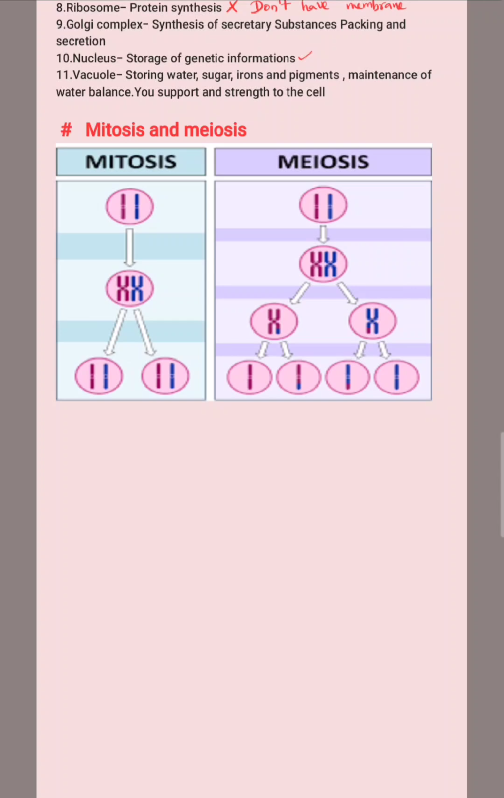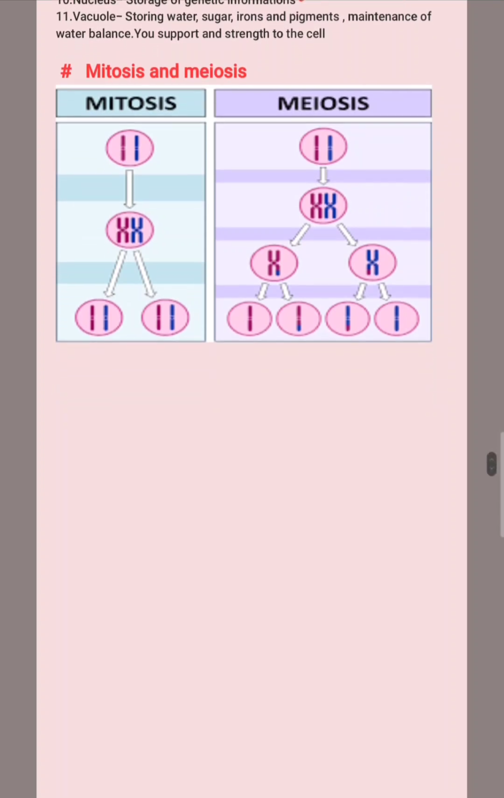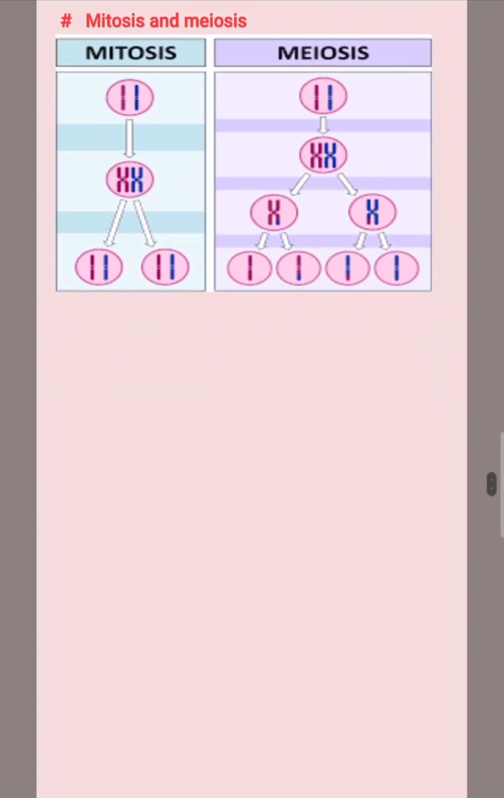Then there are two types of cell divisions, mitosis and meiosis. Let's see the difference between mitosis and meiosis, right? You can see there are two diagrams about mitosis and meiosis. ඔයාලට මේකේ differences ලියන්න, comparisons ලියන්න normally එන්න පුළුවන්. Then let's see what are the differences between mitosis and meiosis.